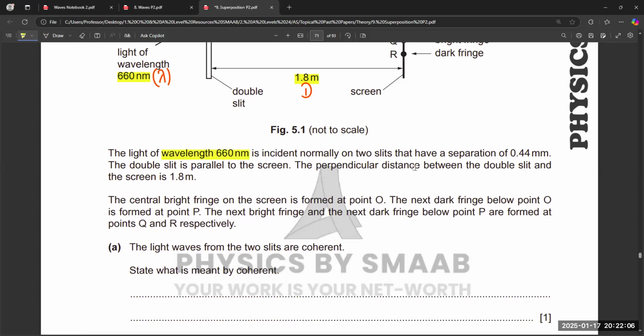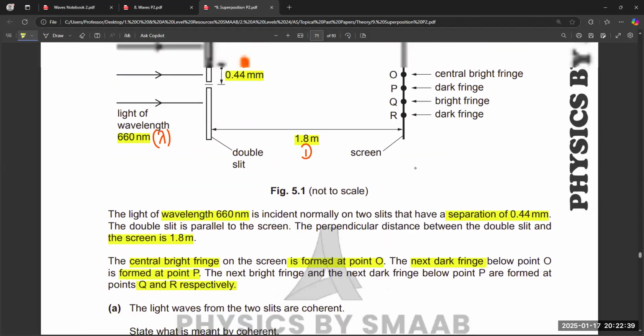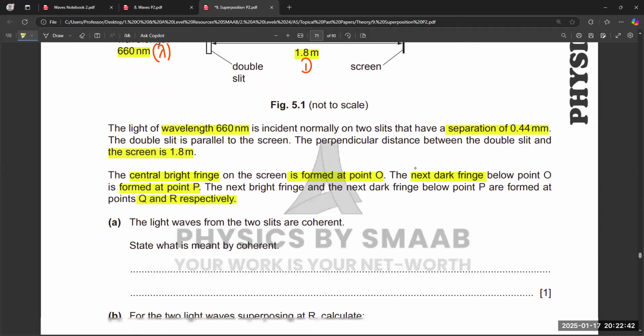So it means we can easily use a formula to find any unknown quantity related to x, D, a, etc. The same thing is mentioned in the paragraph: wavelength, two slits separation 0.44, and the parallel screen at a perpendicular distance. Okay, next paragraph. The central bright fringe on the screen is formed at O. The next dark fringe below point O is formed at P. The next bright fringe and the next dark fringe below P are formed at points Q and R respectively. So that is clearly mentioned, no problem in the statement.